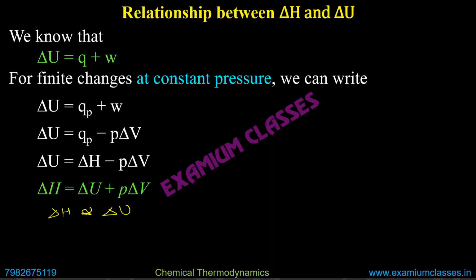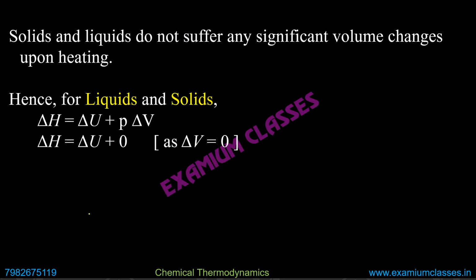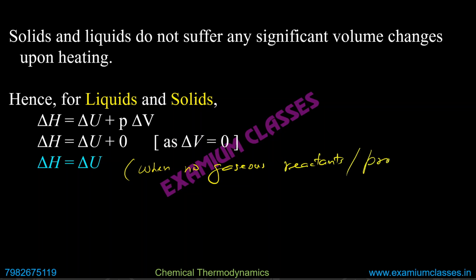So if we don't have any gaseous reactant or product, in that case only delta H will be equal to delta U. So delta H will be equal to delta U when no gaseous reactants or products are there.